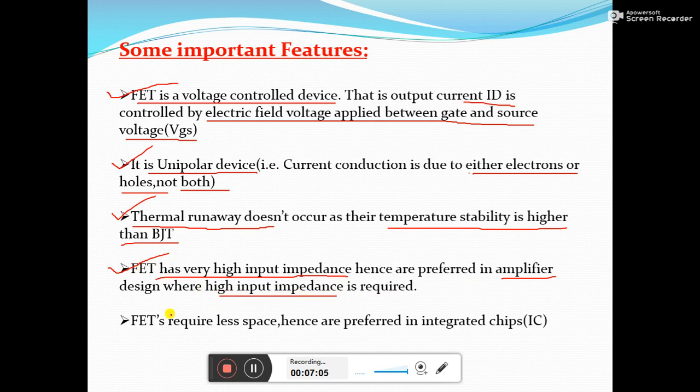And at last, another important feature is it consumes very small space, or you can say it requires very less space. Hence these are preferred in integrated chips while manufacturing the ICs. So the FETs are preferred over the BJTs because of their small size.